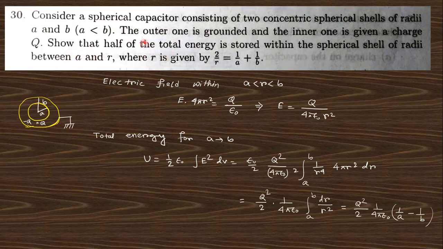This will be the case of the charge induced, right? The outer one is grounded, so we want the radius where half of the total energy is stored within the spherical shell of radius a and r. In that case, the electric field is like that. From that you can find the energy of this system. You know the energy of the system, half epsilon naught E square dV. Actually this is air, that's why it is written epsilon naught, otherwise we take epsilon. So putting in this value of E, we get this energy for the region between A and B.